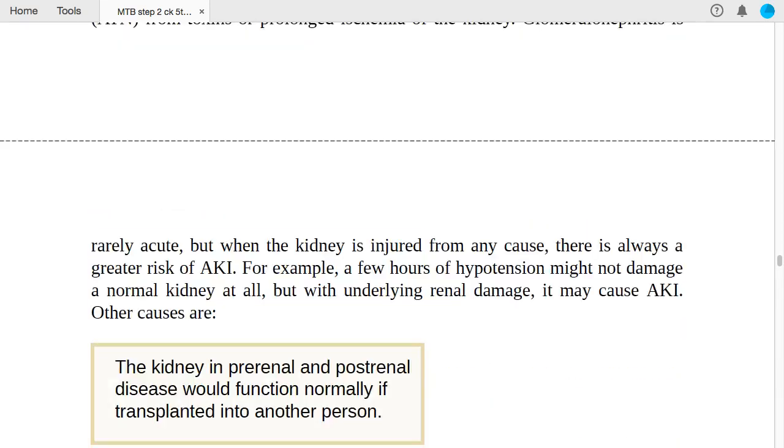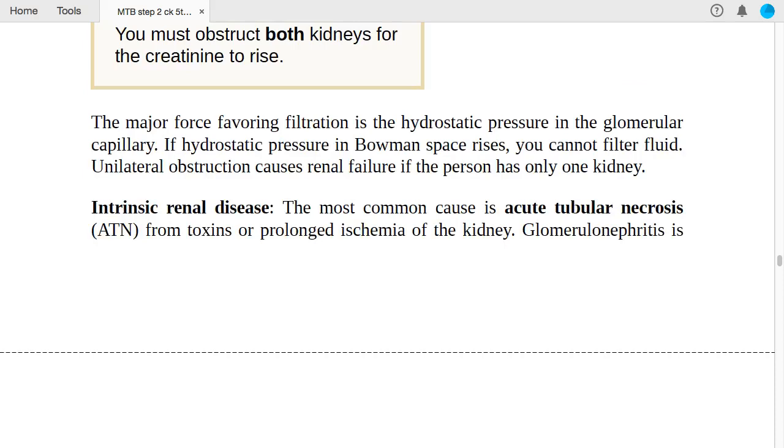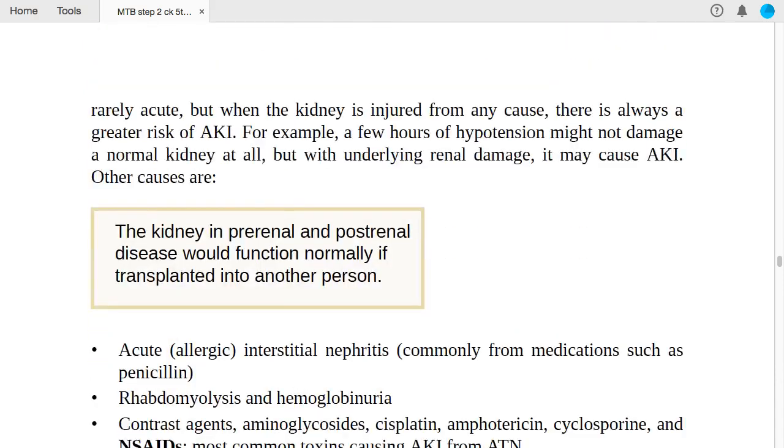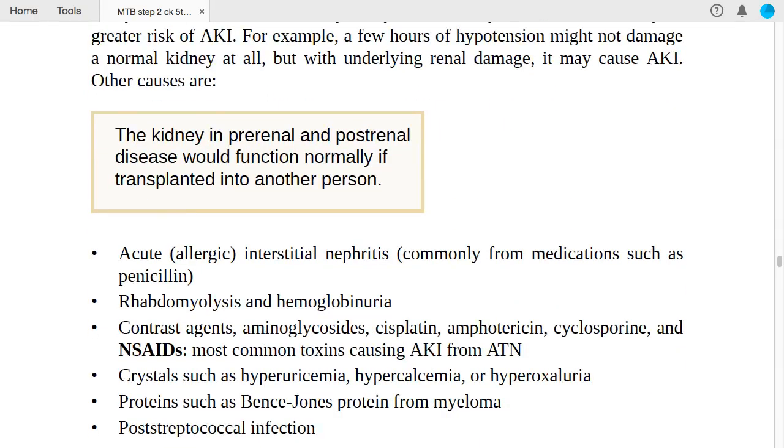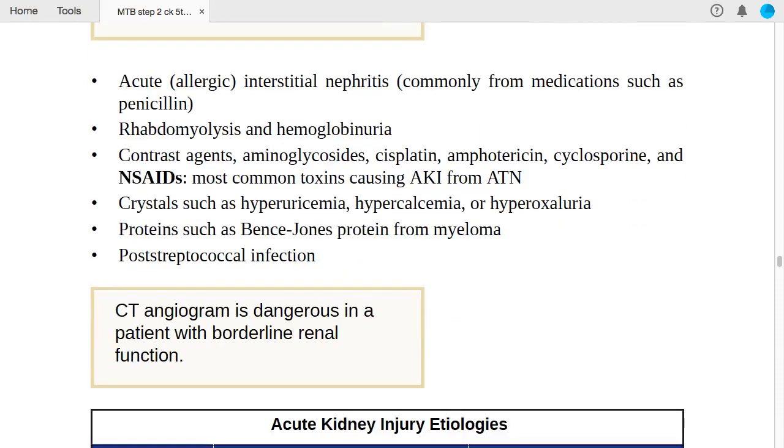Actually, we are covering intrinsic renal disease, right? So rhabdomyolysis and hemoglobinuria are causes of intrinsic renal disease, and that will eventually lead to azotemia. Contrast agent, aminoglycosides, cisplatin, amphotericin, cyclosporine, NSAIDs, these are also the most common toxins causing acute kidney injury from acute tubular necrosis. So acute tubular necrosis can also lead to acute kidney injury.